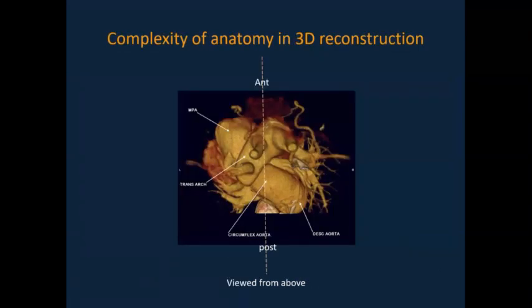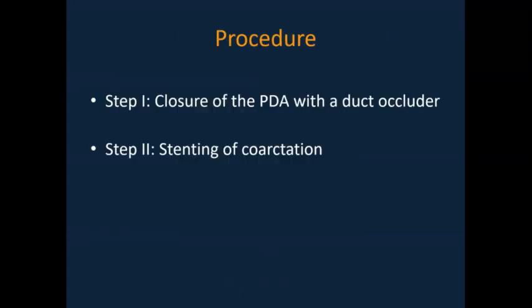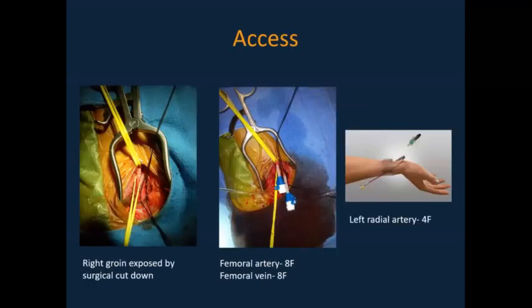So now again, this is the anatomy. As I said, the ascending aorta and the transverse arch are in one plane. The descending aorta and the distal transverse arch are in a second, different plane. So our plan was to close the PDA with a ductal occluder. The second step was to stent the coarctation.